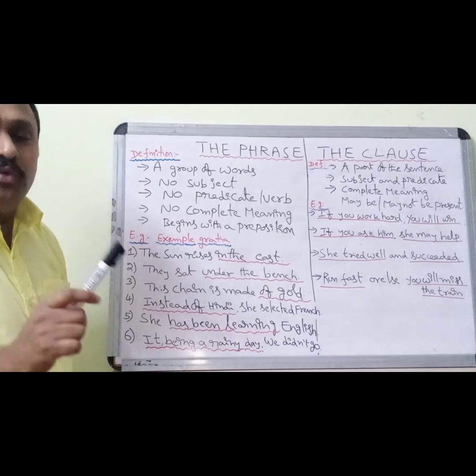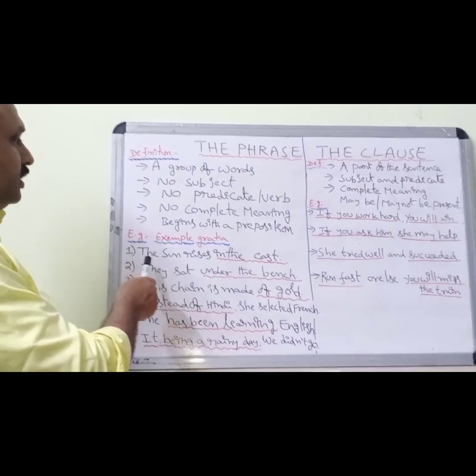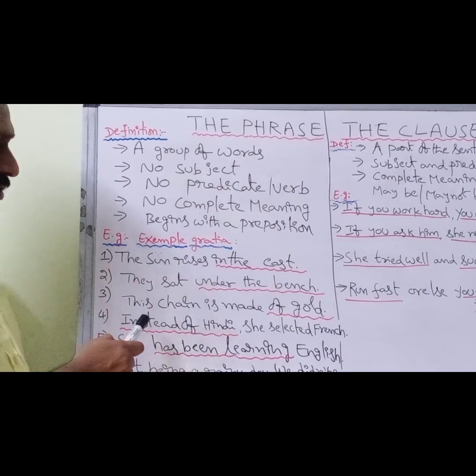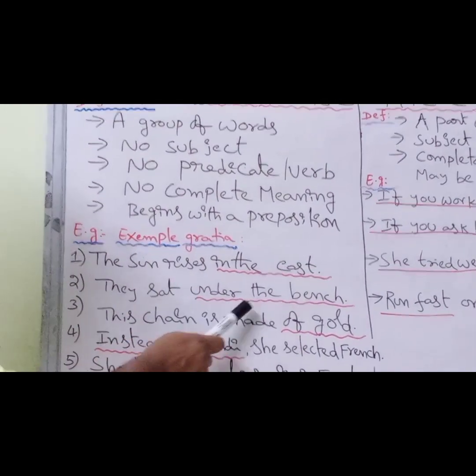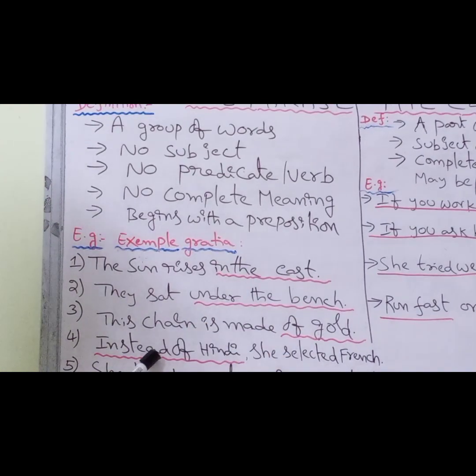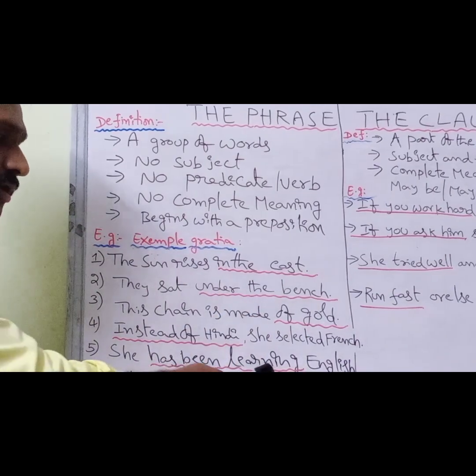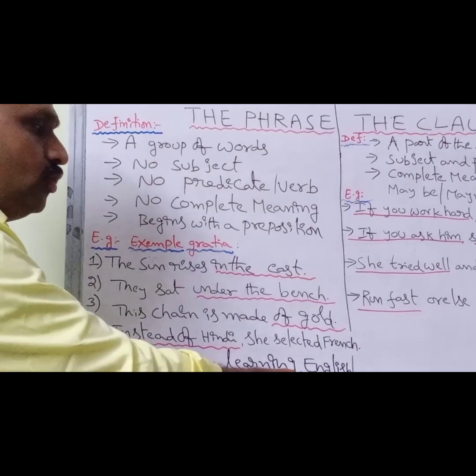Now let us focus on a very simple set of examples. For example, the sun rises in the east. All of you just have a look at the examples. The sun rises in the east. They sat under the bench. This chain is made of gold. Instead of Hindi, she selected French. She has been learning English. It being a rainy day, we didn't go out.